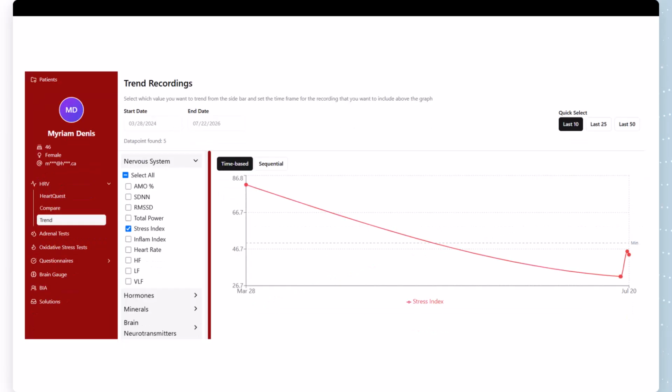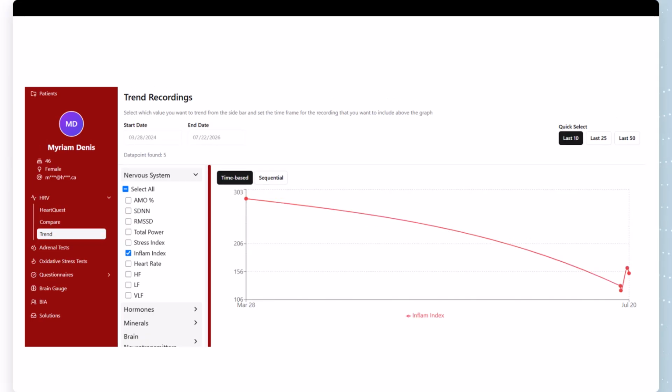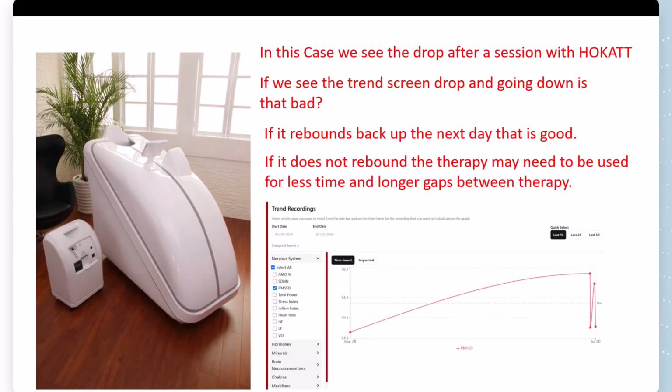And then we go here to the stress index. What do we want to see with the stress index? We want to see that dropping. Instead of going up, we want to see that coming down, and that's what we're seeing here, right? The same with the inflammatory index. We want to see that going down, and it is. So in this case, we see the drop after a session with HOCAT.